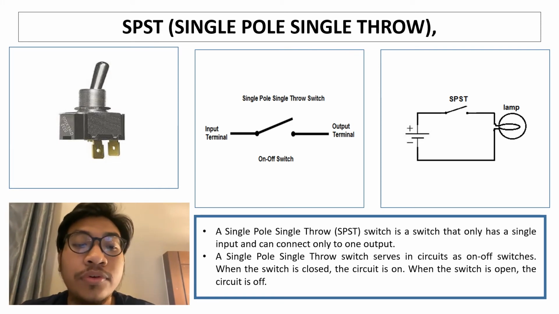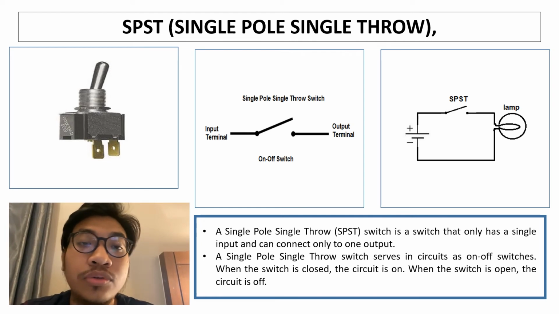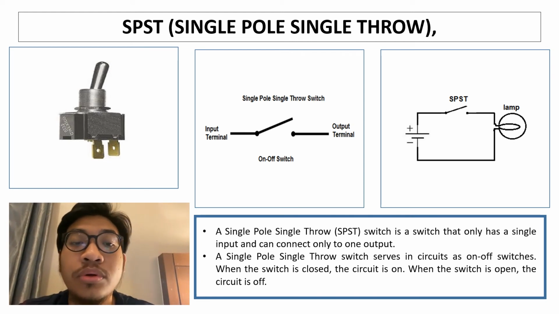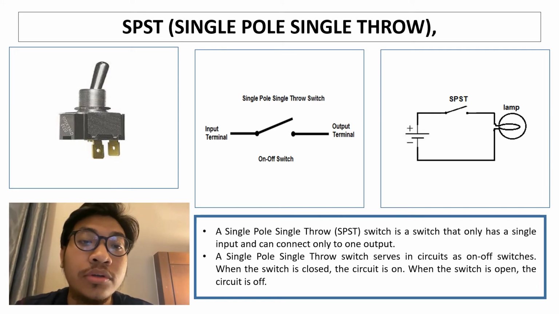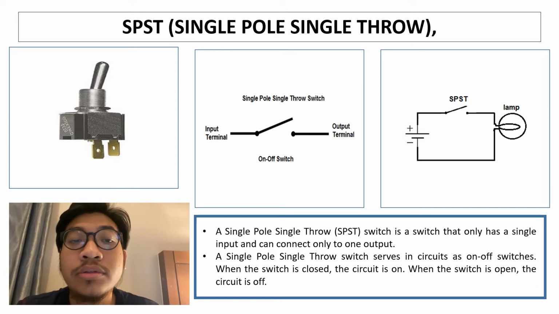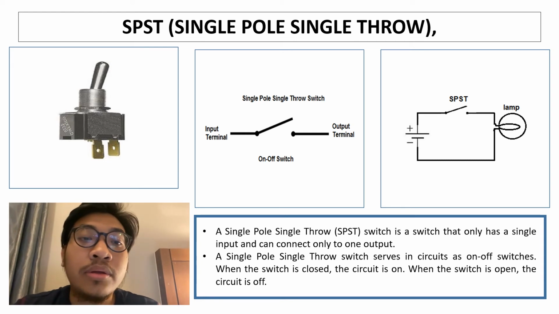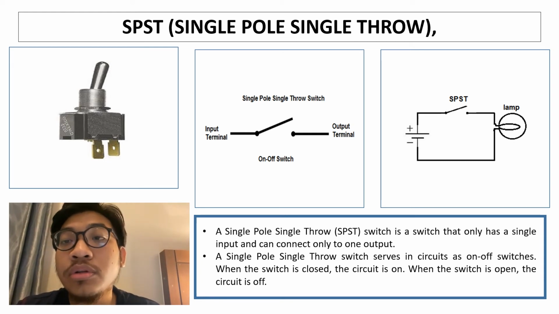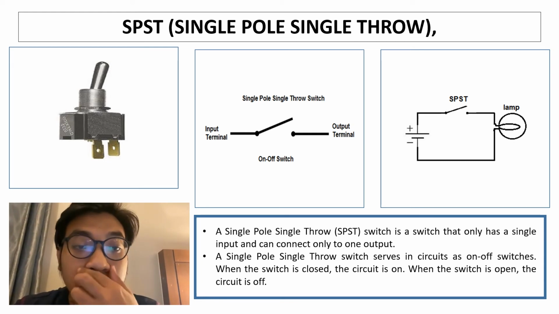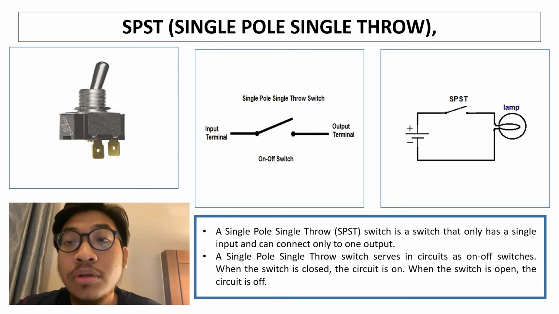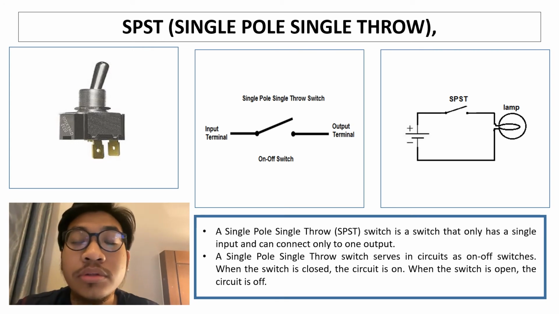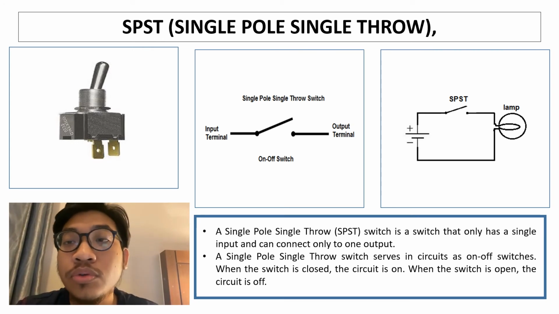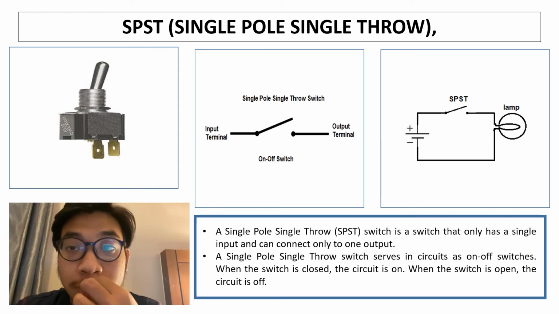Okay, first of all I will tell you about single pole single throw. Okay, single pole single throw switch is a switch that only has a single input and connects only to one output. So single pole single throw switch is also served in circuit as on off switch. When the switch is closed, the circuit is on. When the switch is open, the circuit is off.